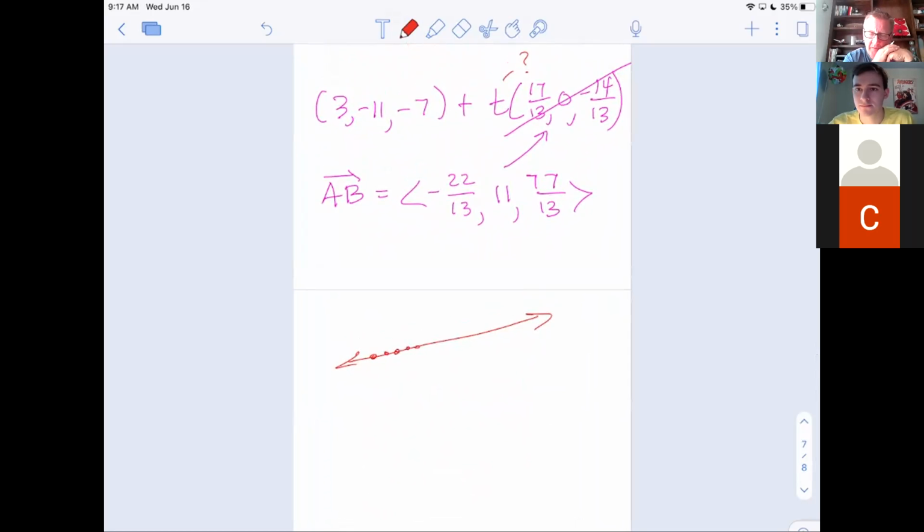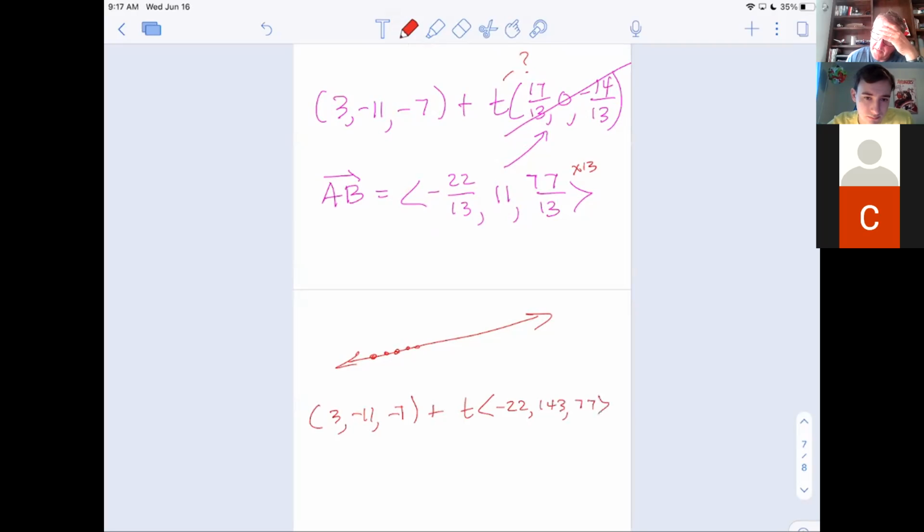everything. Well, notice this equation right here. Everything is divided by 13. So it's like, could I multiply everything in there by 13? So that this became negative 22. 13 times 11 is 143. And 77/13 times 13 is 77.